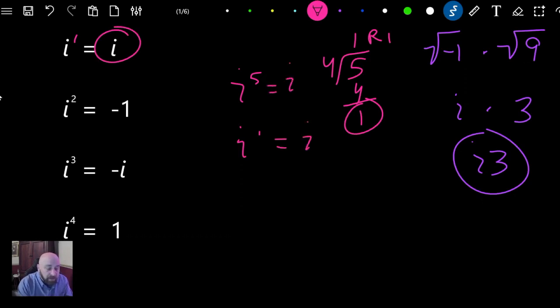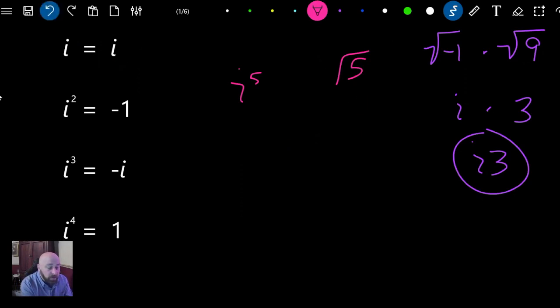So i to the 5th equals i. Why? Because we pull out the 4. We divide it by 4 because there's only 4 variations of what i can equal. i can only equal one of these 4 things: i squared can equal -1, i cubed can equal -i, and i to the 4th can equal 1. After that, it just resets. It just keeps restarting. So there's only 4 possible options. So you can do it with anything.